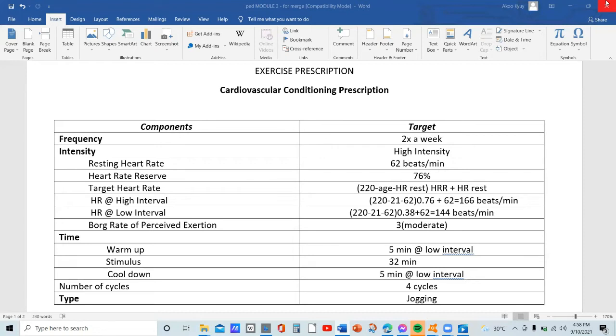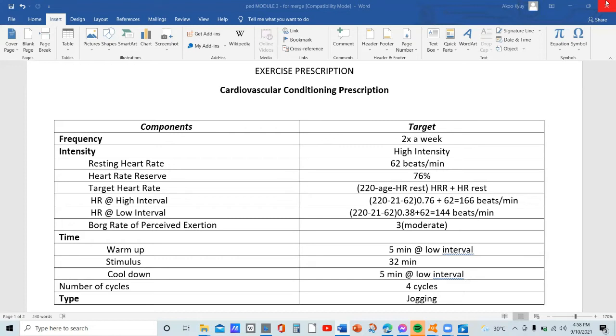As you can see in the table, there are two columns. The first column is the components of the FITT principle, which stands for frequency, intensity, time, and type. The other column is my target based on the FITT principles.